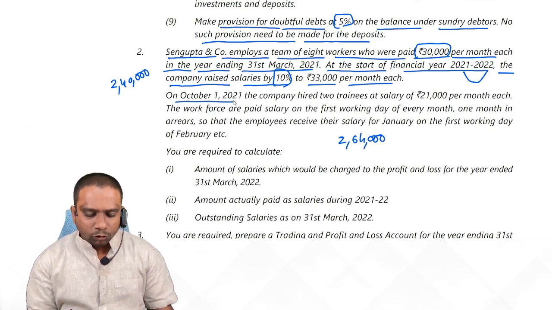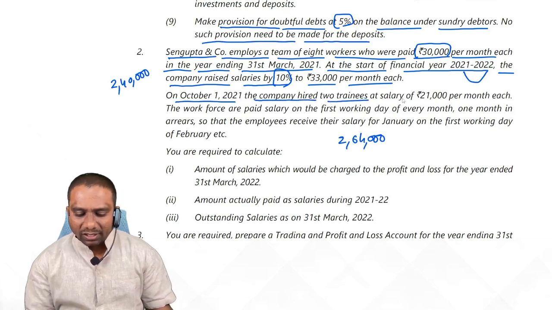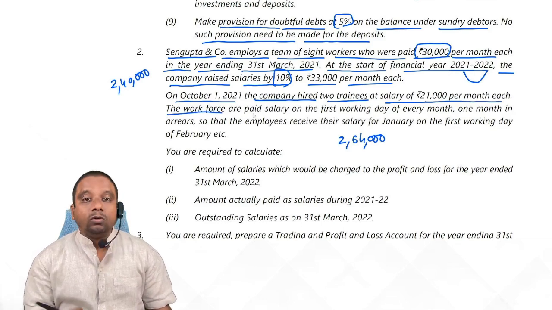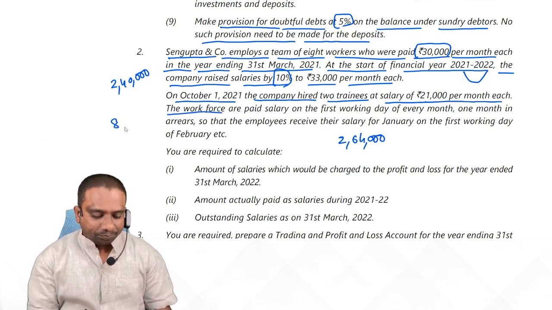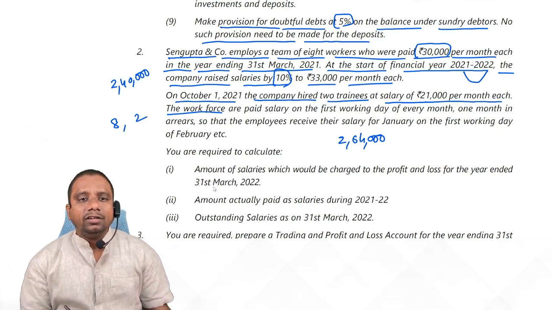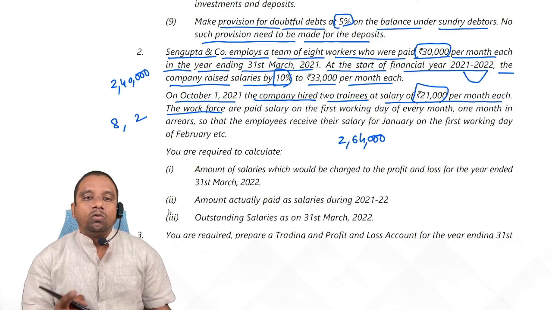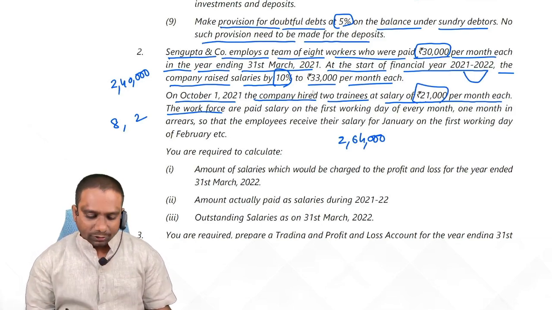Next, on October 1st, 2021, the company hired 2 trainees at a salary of 21,000 per month each. Already we have 8 employees, and they again hired 2 employees. What is the salary to them? 21,000. What is the salary of the 8 employees? 33,000.